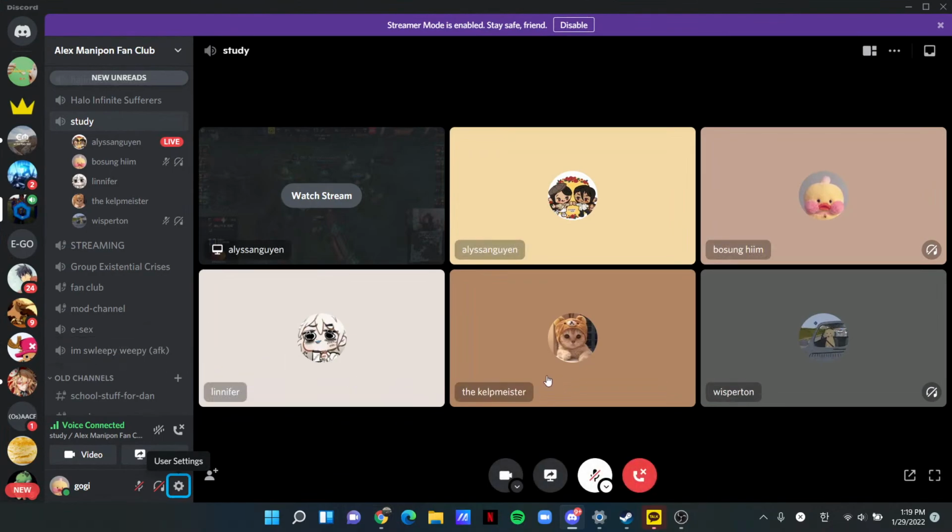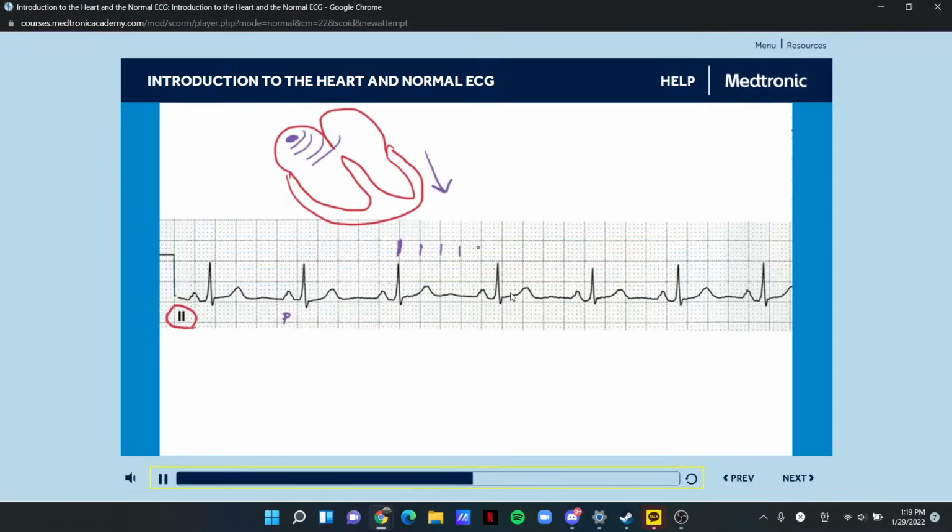We can calculate the rate by counting off large boxes: 300, 150, 100, 75, 60. So it's a little bit faster than 60 beats per minute. We'd label it as about 64 beats per minute. The PR interval looks normal at about 160 milliseconds, and the QRS duration is 2 small boxes or 80 milliseconds.